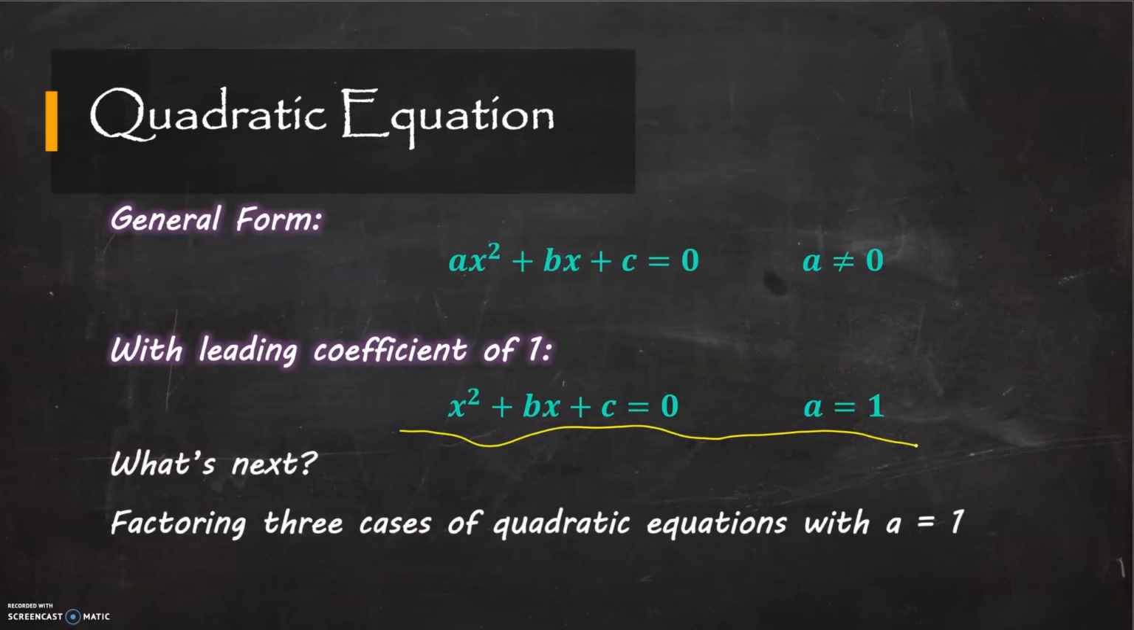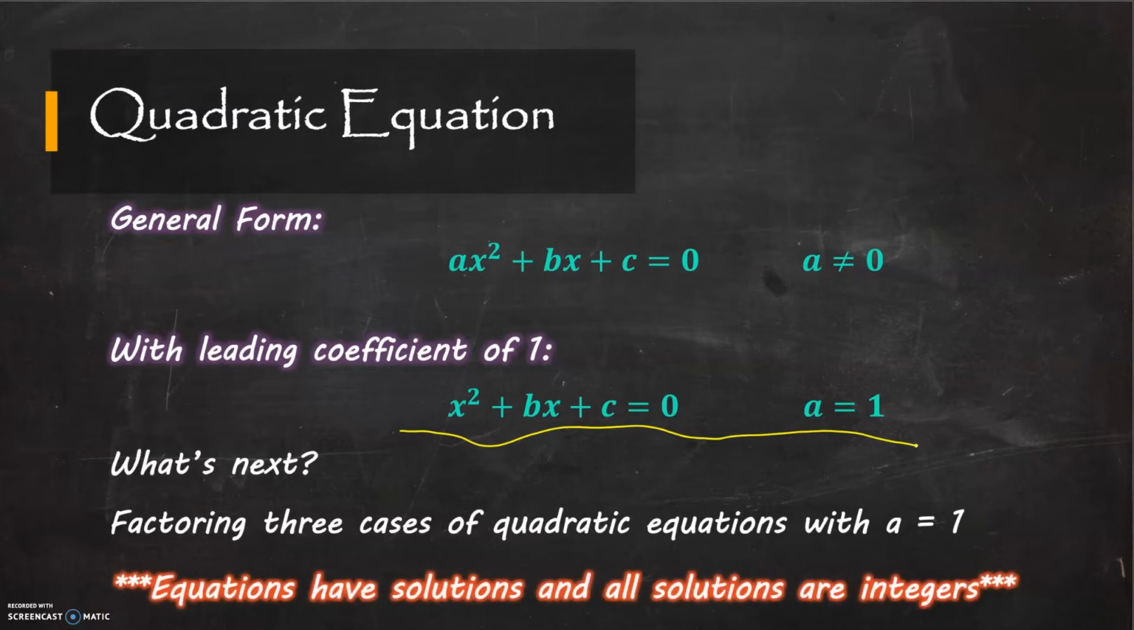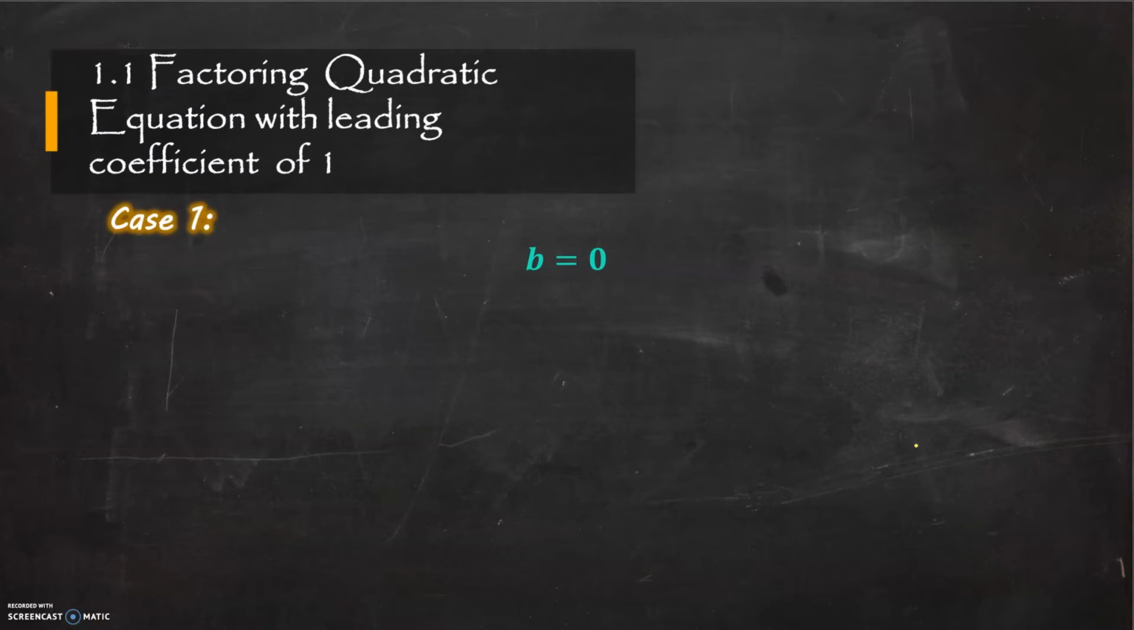Next, I'm going to introduce 3 different cases of quadratic equations when the leading coefficient is 1. And after that, we're going to do the factoring, and then we are going to solve some problems for each case. Before we move on, I'm going to make a simple assumption, which is all the equations today have solutions, and all the solutions are integers. Just to make it simple and easier for you to understand this concept, the factoring thing. There we go. So now we have the first case.